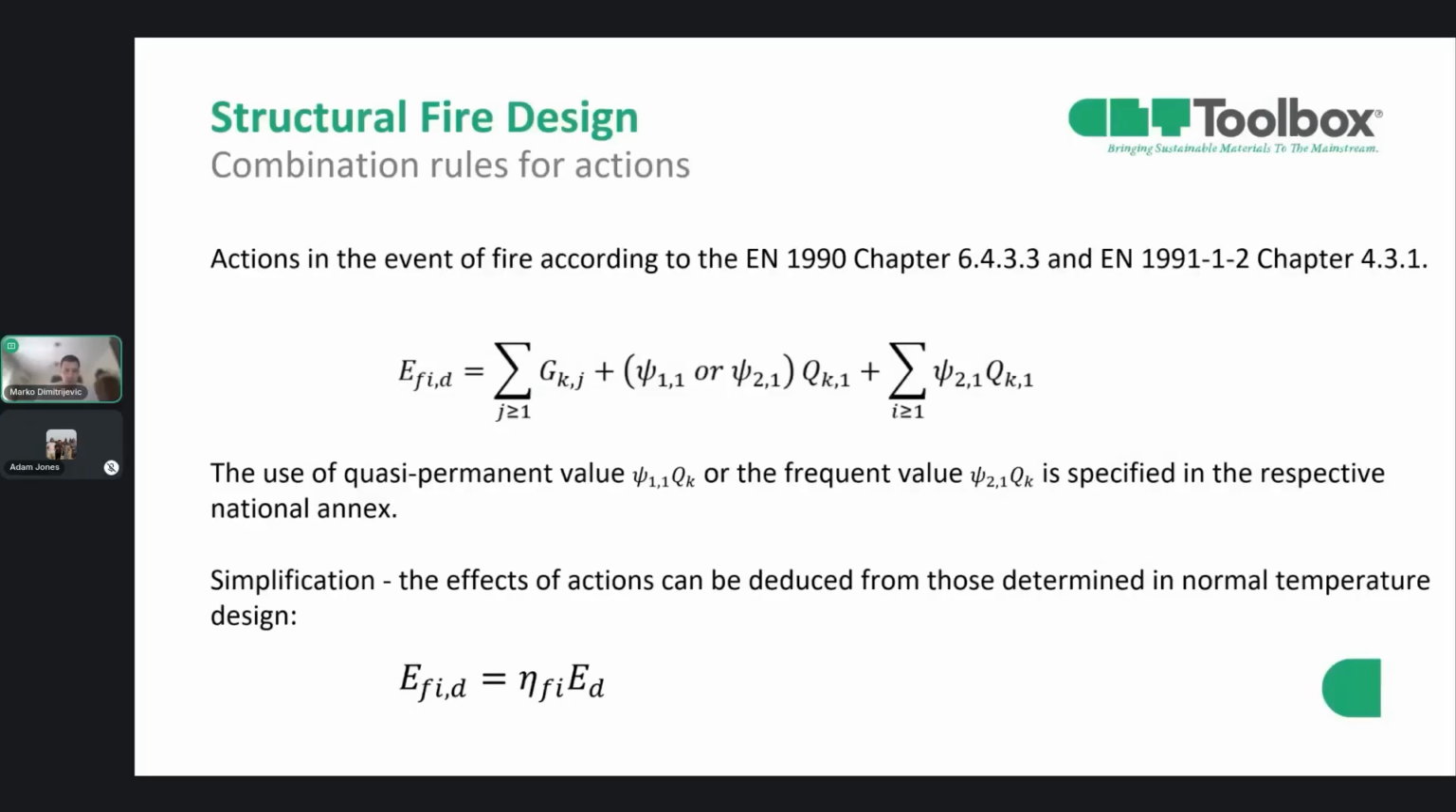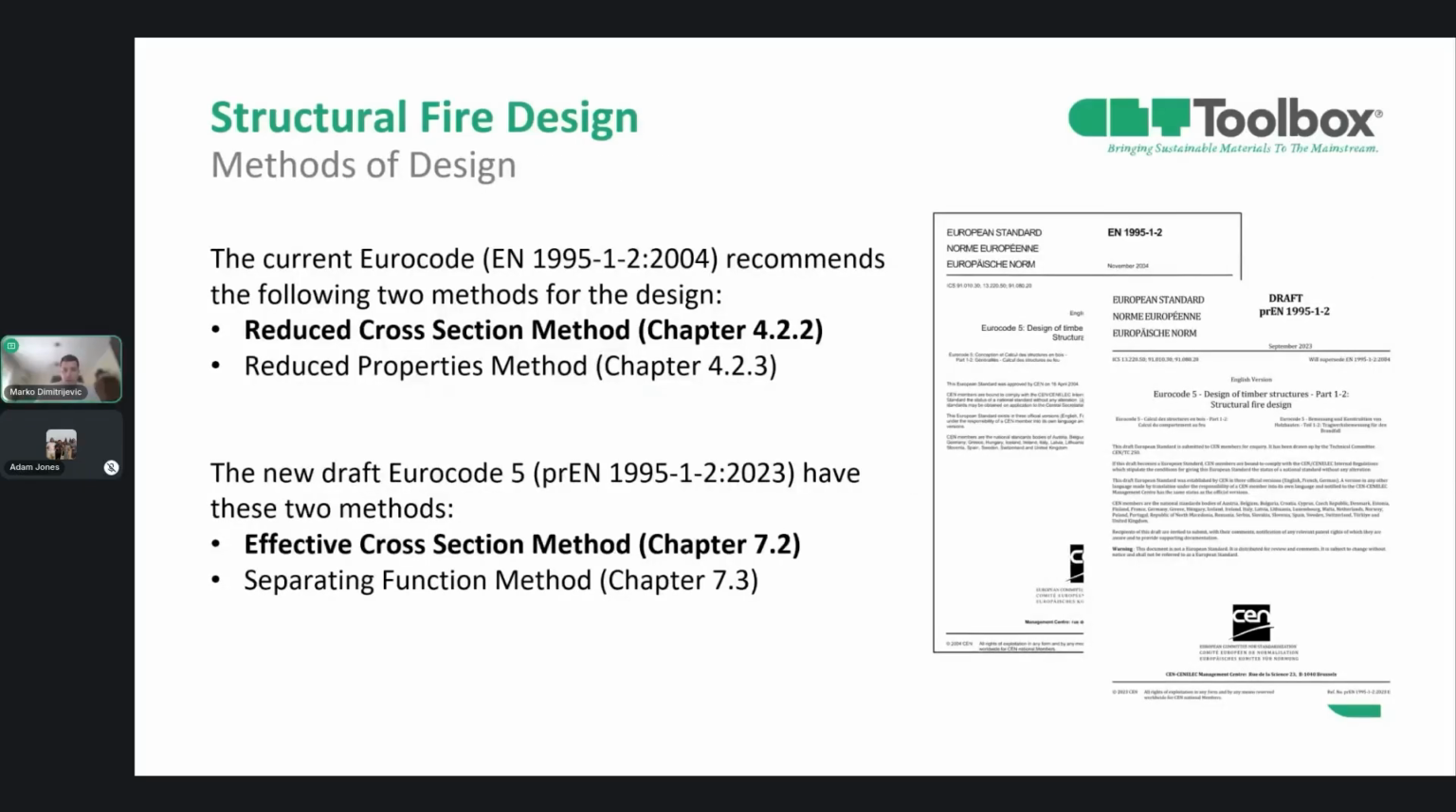So we have Ed, the design load effect when designing for normal temperature, and we have a reduction factor for design load in case of fire. The current Eurocode recommends two methods for the design: the reduced cross-section method and the reduced properties method. This compares to the new draft Eurocode, where we have the effective cross-section method, which is equivalent to the reduced cross-section in the current Eurocode, and the separating function method.